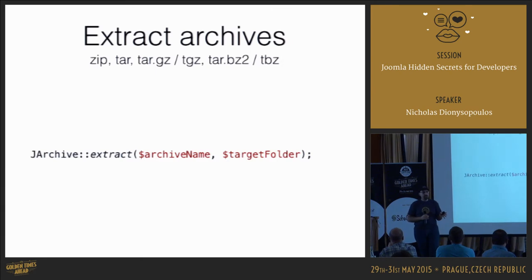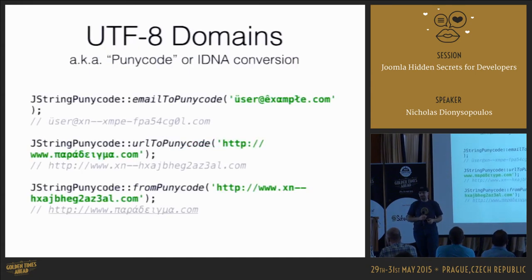Okay, since we're in Europe, how many of you are aware of UTF-8 domains? How many of you have heard about, I don't know if I say it correctly, Punycode? Okay, so very few of you. Basically, if you're using a UTF-8 domain and you try to access it directly, in many occasions it will not work. You will have to go through the Punycode domain name, which is a mangled version using just ASCII code that allows you to access that domain using any tool that accepts only ASCII charset. And Joomla provides this conversion, this IDNA conversion, using JString Punycode.